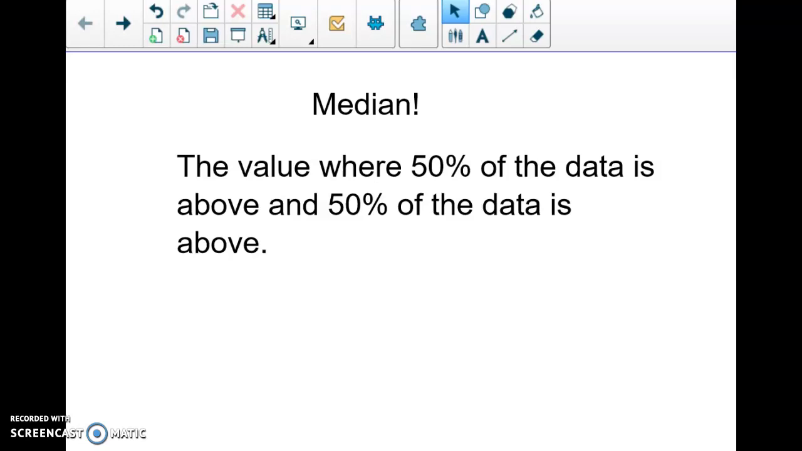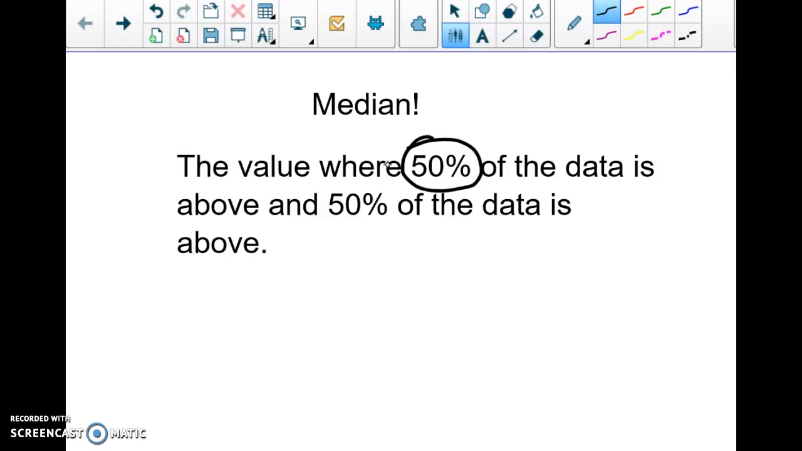Here we're going to talk about something different. We're going to get to mean, but then right here it's going to be the median. So the main definition is the value where 50% of the data is above and 50% of the data is below. So it is the middle. So it doesn't matter about the different values. It's just where the number of values are.